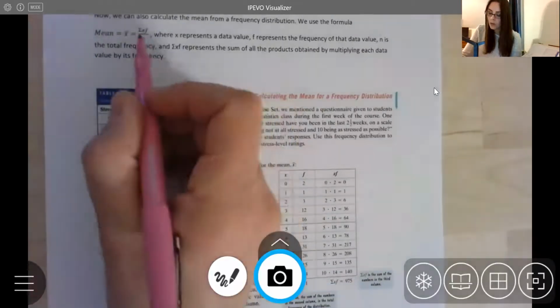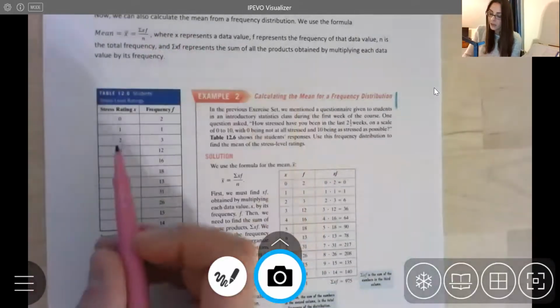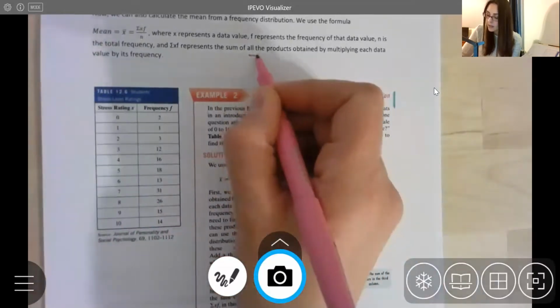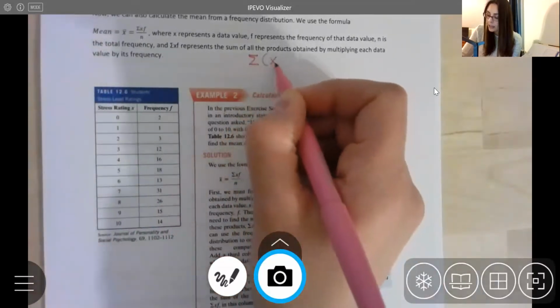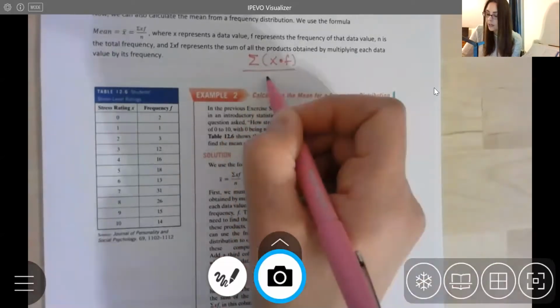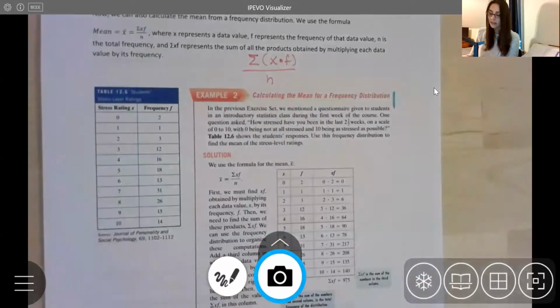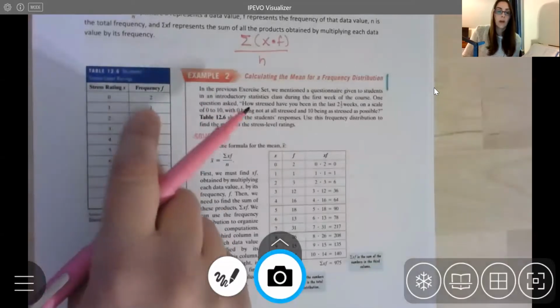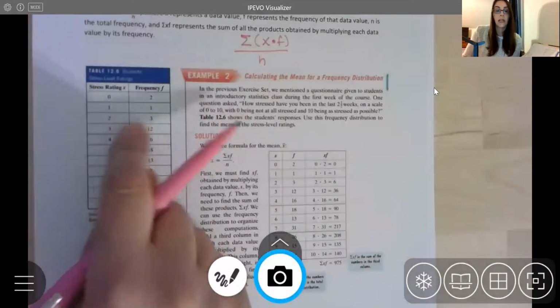What you do is you take the sum of each of the data points times the frequencies. So you're taking the sum, but you're going to do the x values times the frequencies first, and then you're going to divide by the total number of things. Because basically what this is saying is that you have 2 zeros, you have 1 one, you have 3 twos.